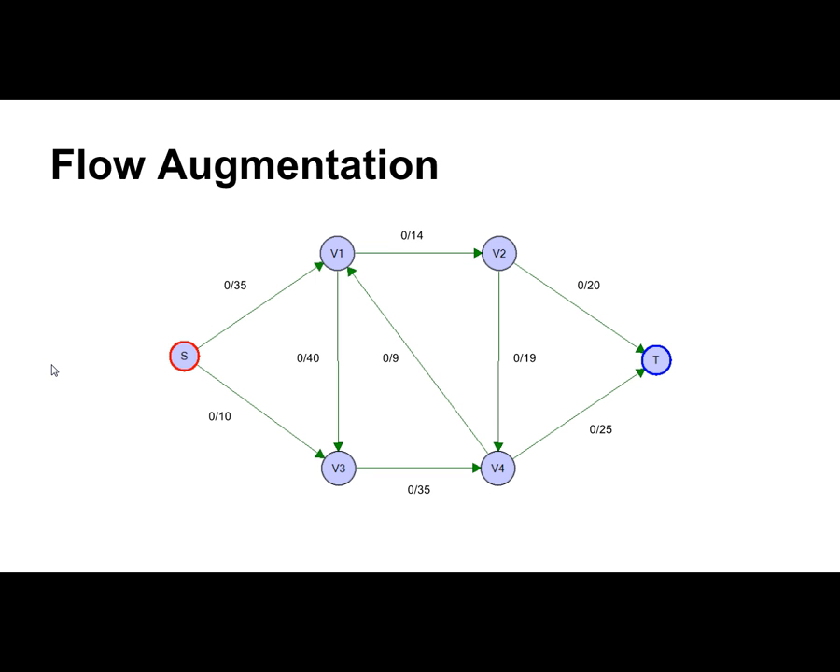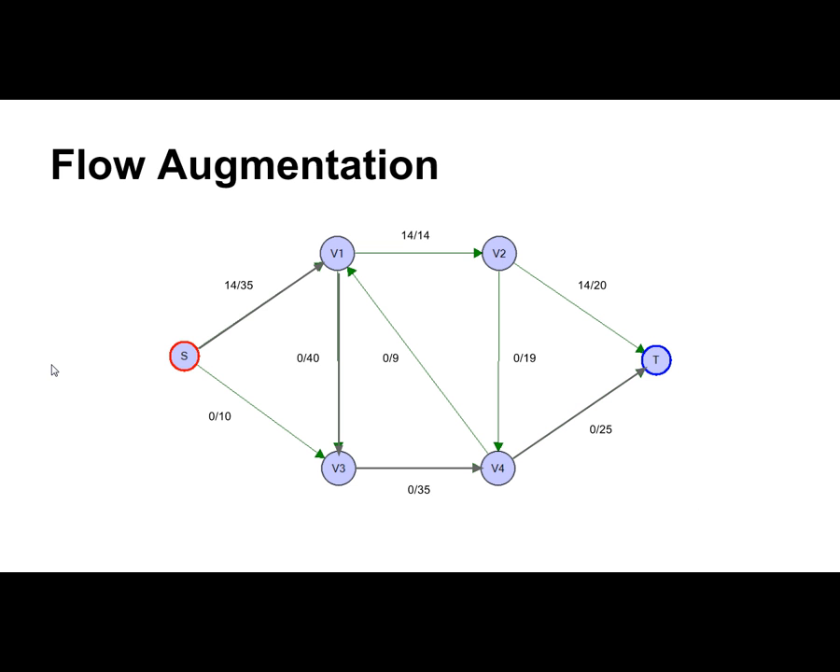So, in this example, we have a flow network. There is a source and a drain. I've initialized all the flows to 0. So I pick an augmentation path that goes from S to V1 to V2 to T. Now, the maximum amount of data I can push through this augmentation path, or the max amount of flow I can push through the augmentation path, is 14, because 14 is the minimum capacity of the path. So I push 14 through.